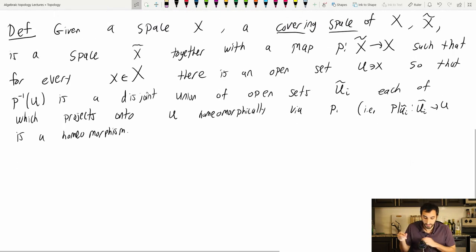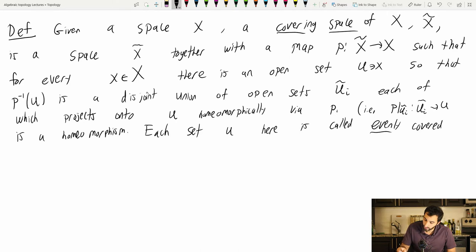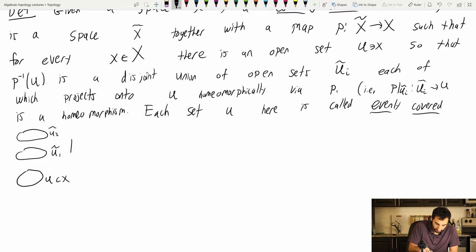So each set U here is called evenly covered. So X is broken up into all of these sets U, and each one of them is projected onto homeomorphically by P. So the picture, again, is you have U downstairs and X. And then this will be like U1 twiddle, U2 twiddle, and P maps all of these down there via homeomorphism.